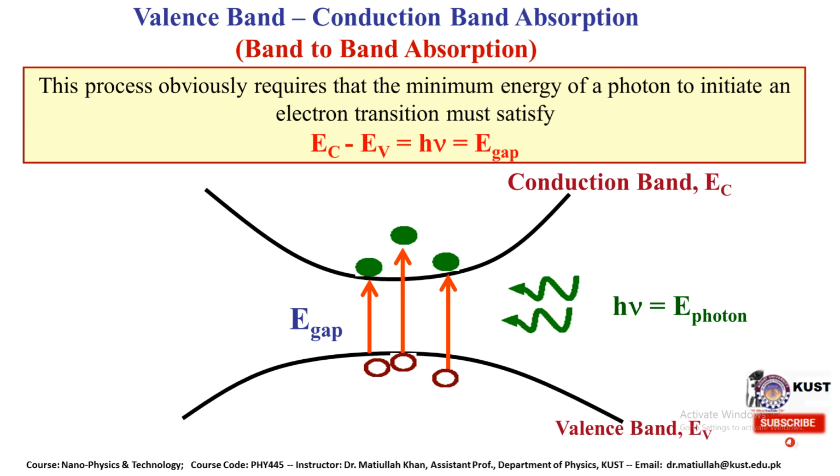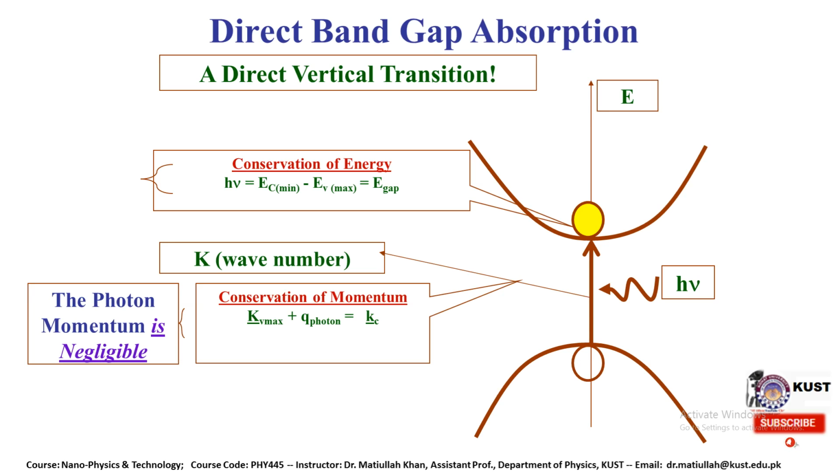So here, the minimum criterion for electron hole pair generation is that the energy of the incoming photon should be equal to the difference between the energy levels, or in very simple words, the energy of the incoming photon should be equal to the band gap energy. Depending on the nature of the band gap, we have different types. We have direct band gap and indirect band gap. Some semiconductors carry a direct band gap and some have an indirect band gap.